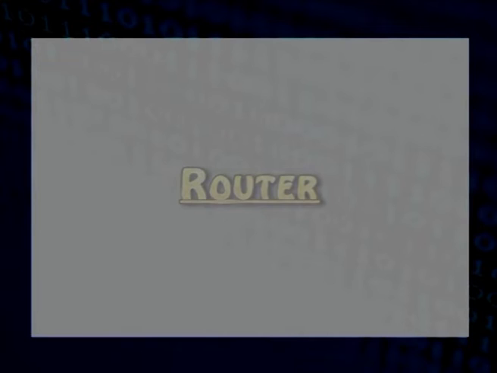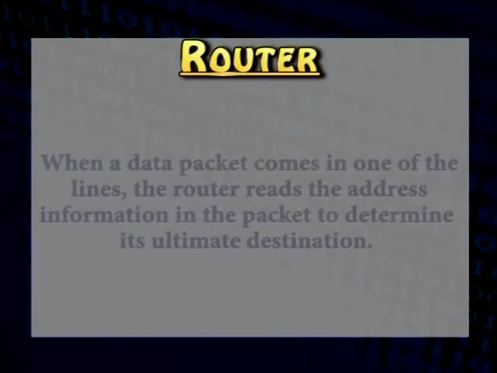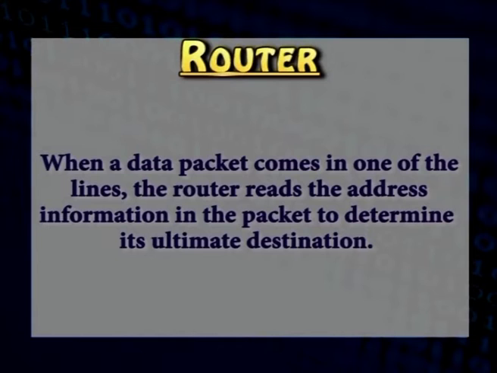Now, let us discuss some networking devices. First, we will start with the router. A router is a network layer device that forwards data packets between computer networks, creating an overlay internetwork. A router is connected to two or more data lines from different networks. When a data packet comes in on one of the lines, the router reads the address information in the packet to determine its ultimate destination.